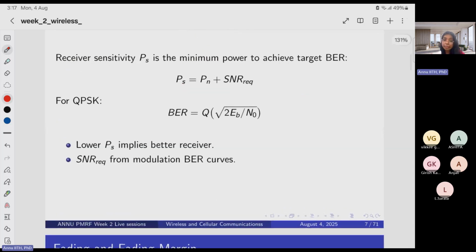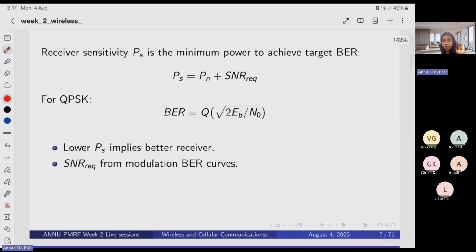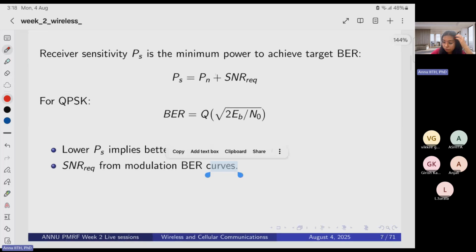Now this is important. The receiver sensitivity is the minimum power to achieve the target BER, the bit error rate. Whenever the word sensitivity is there with the unit dB, assume that it is the receiver sensitivity. So PS is equal to the noise power plus the required SNR. This is in dB. Whenever the plus term is there, you have to understand it is in dB.